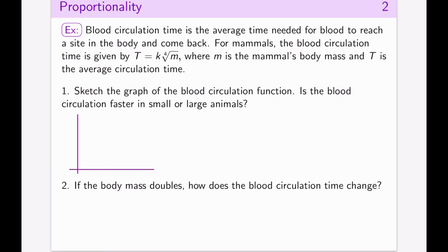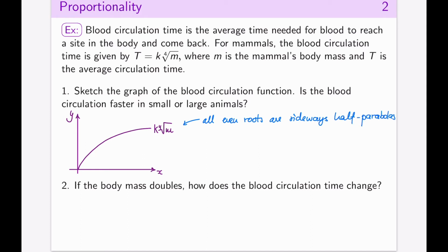Of course, notice that when I was drawing them, I did not put in any value for the constant K here. All I'm interested in is the general format of the function. No scales on the axes, just a qualitative picture. Okay, so again, a quick note here. All even root functions are going to be sideways parabolas. Sideways, maybe I should point out, half parabolas, because again, we want them to be functions and pass the vertical line test.